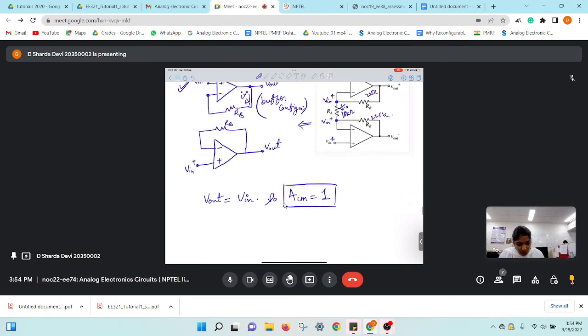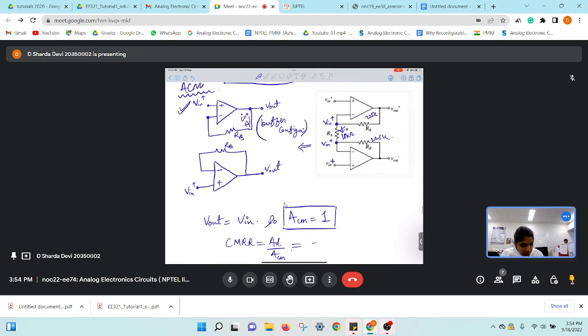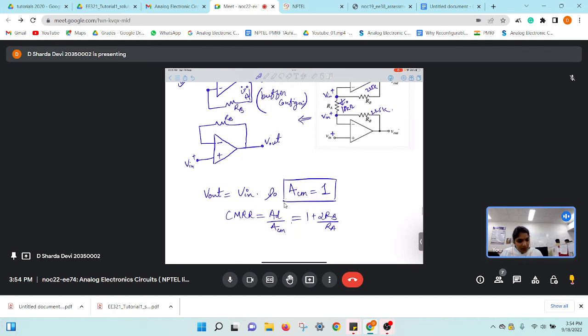Okay. So since we got AD as well as ACM, we'll simply substitute AD and ACM, and we'll get 1 upon 2 RB by RA. So we have to simply substitute the values. It was how much? 225K by 18K. So what is the CMRR that you are getting? 28 dB. 28.29.